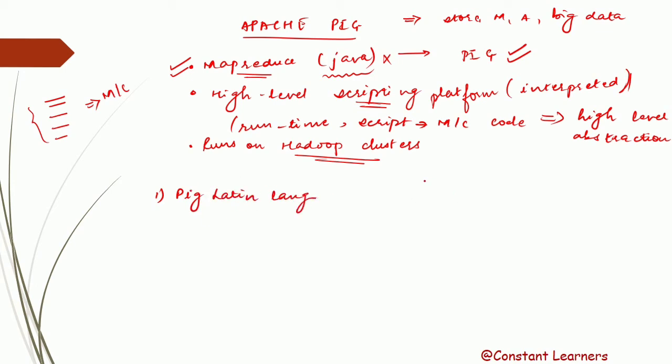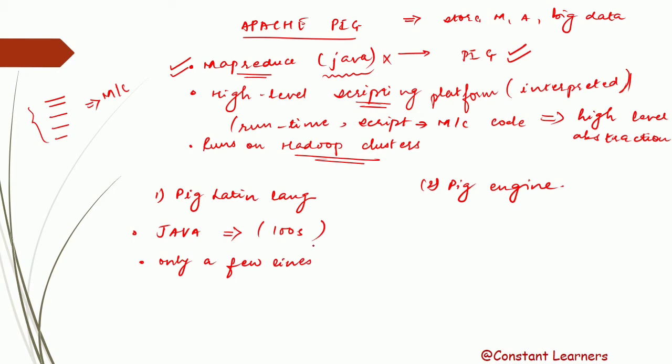Okay, and the second one is the engine, or the runtime engine, called the Pig engine, that provides the runtime environment. Now what happens is this Pig Latin language has replaced Java. In place of Java, the user only has to write the code in the Pig Latin language. Now in MapReduce, using Java, the user had to write hundreds of lines of code. But here in Pig Latin, only a few lines of script have to be written.